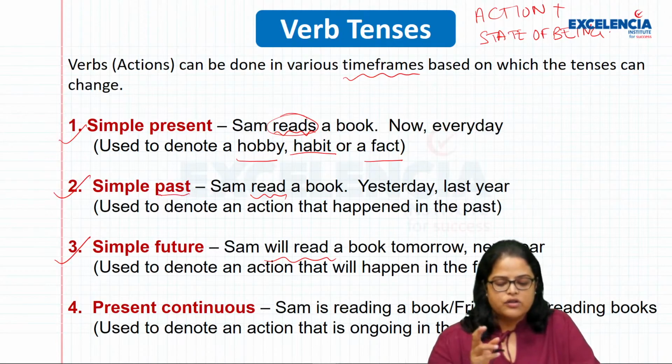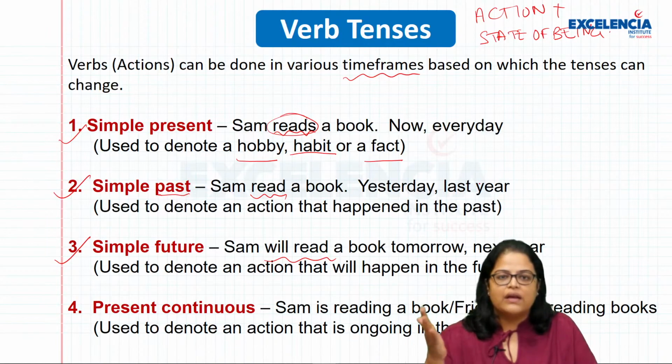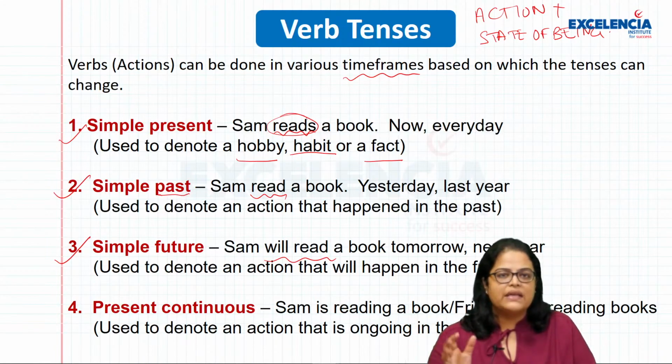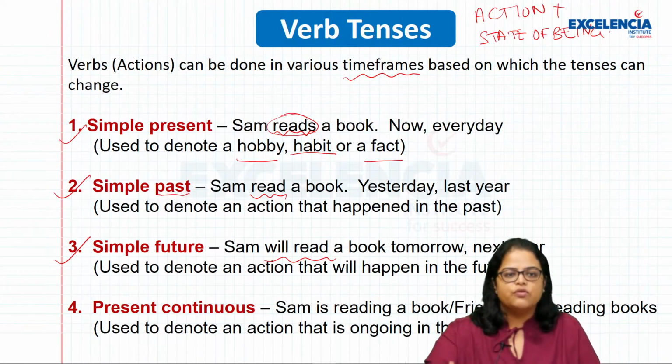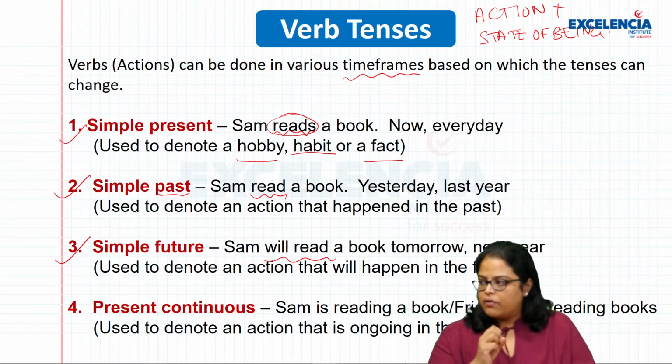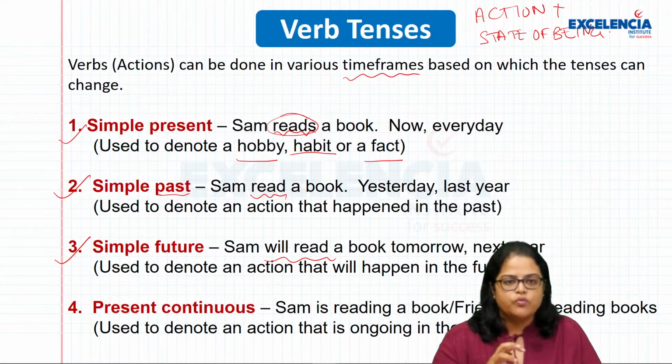Past tense, of course, when I did something in the past. Sam read the book yesterday, last year, last month, the day before, in the morning at 9 a.m. So Sam read the book today morning. So all these are actions which are done in the past, so they take the simple past. Future, of course, something which will happen in the future. So Sam will read a book tomorrow. That's future. Now, Shrikant, can you tell me what would be present continuous, past continuous, and future continuous then?